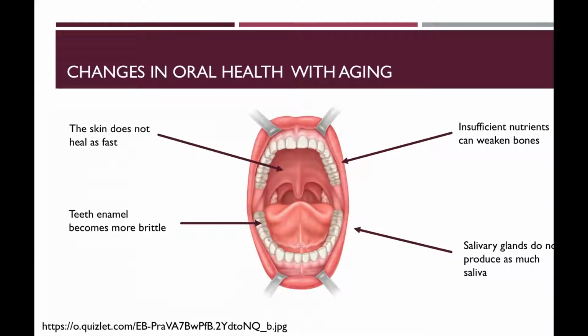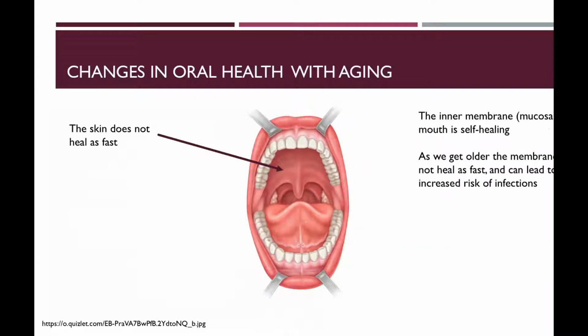So there are some changes that occur just with natural aging, and this is just a quick overview of them. The inner membrane that we talked about earlier, or the mucosa of the mouth, typically has a self-protective or self-cleaning mechanism where the skin will continually replace itself. And as we get older, there's decreased turnover, so it doesn't heal as fast. This can sometimes lead to increased risk of infections, particularly oral thrush, or slow down wound healing after we have a tooth removed, for example. It's in these situations that it's particularly important that mouth appliances like dentures fit properly, since they can affect this oral membrane.